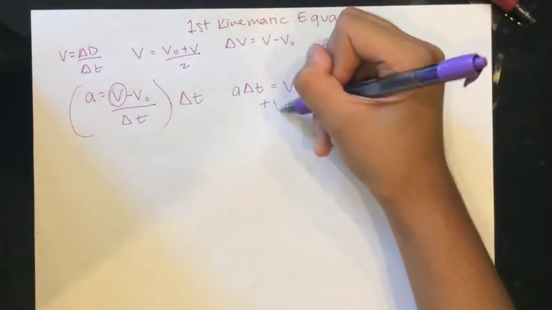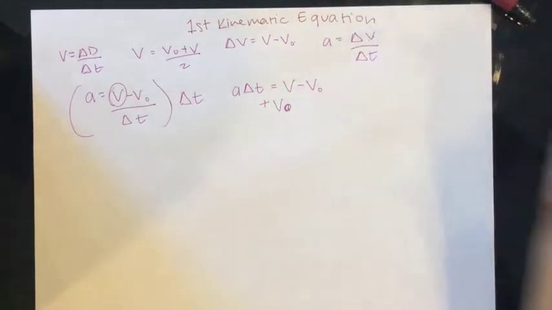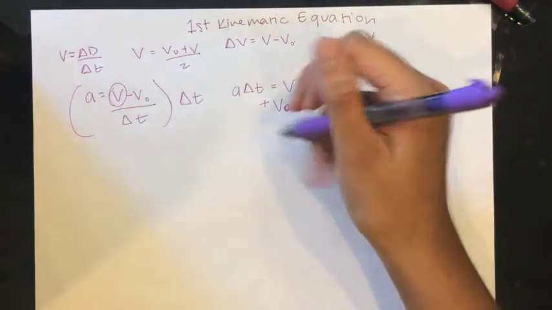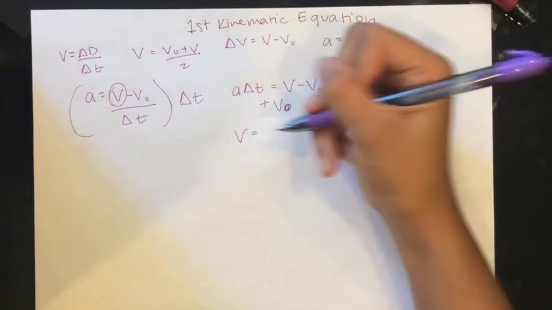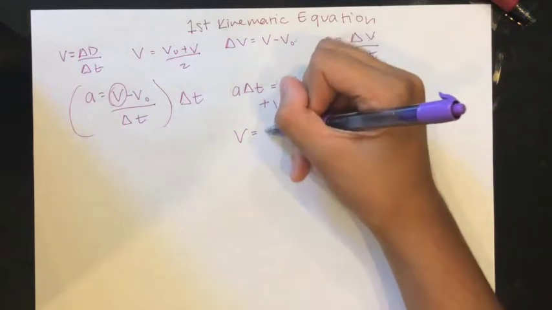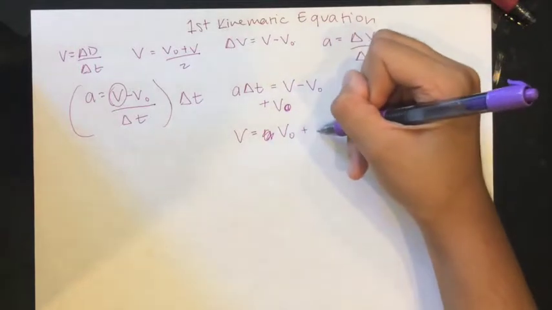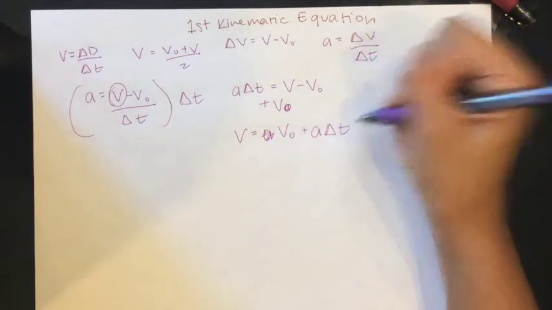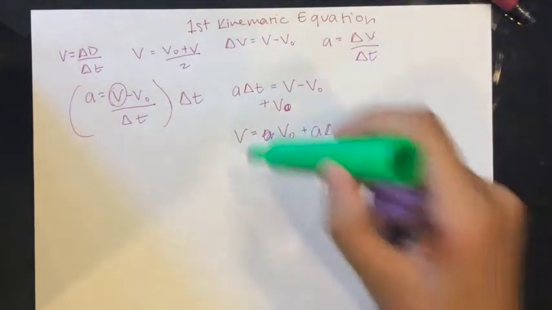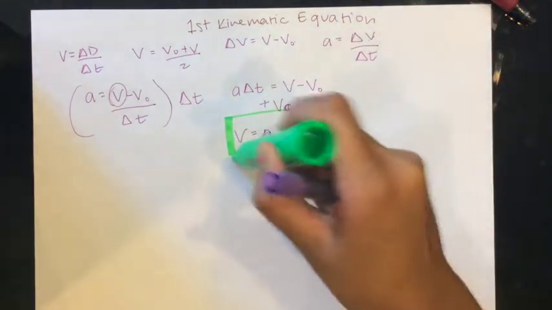So if we add v naught to both sides, we would get that velocity equals v naught plus acceleration times delta t. This would give you the first kinematic equation.